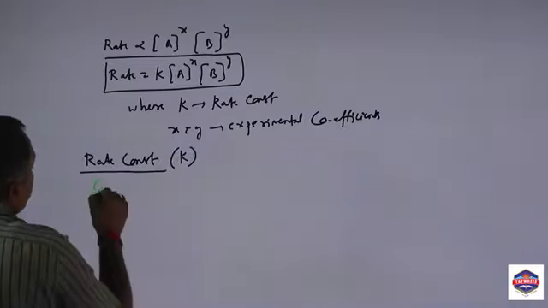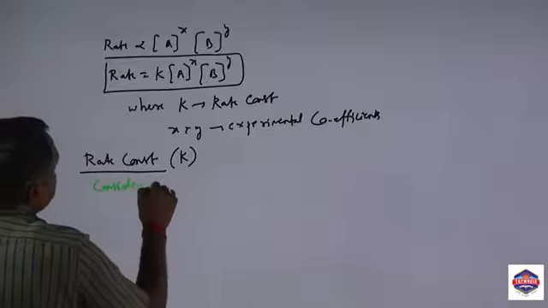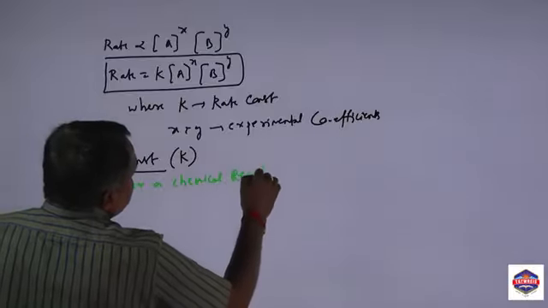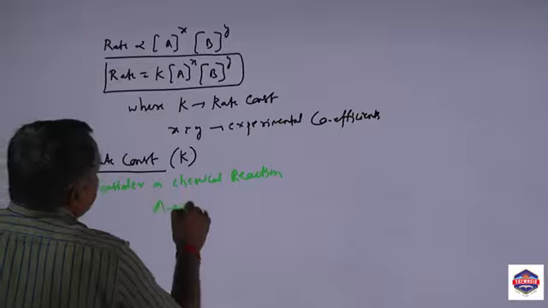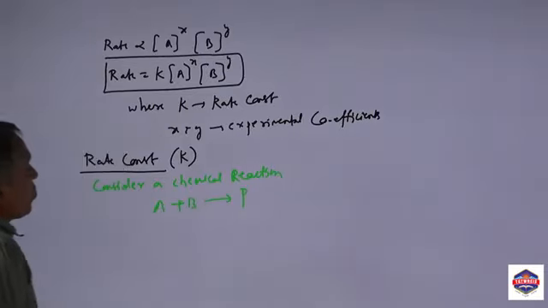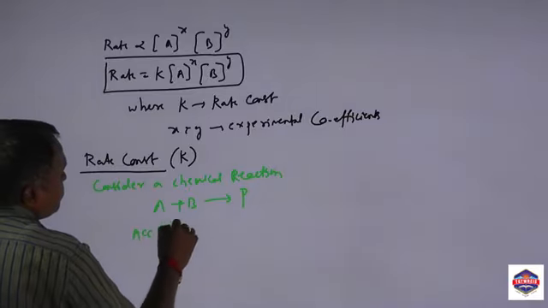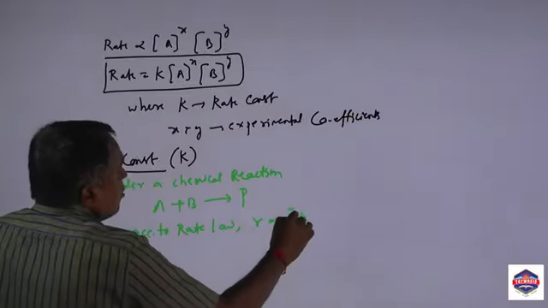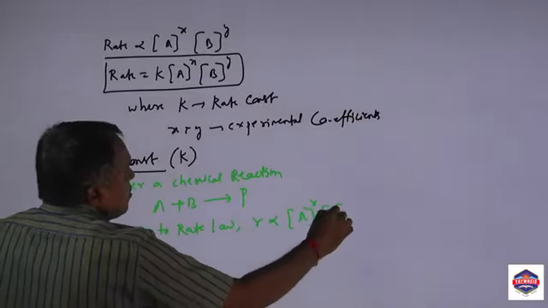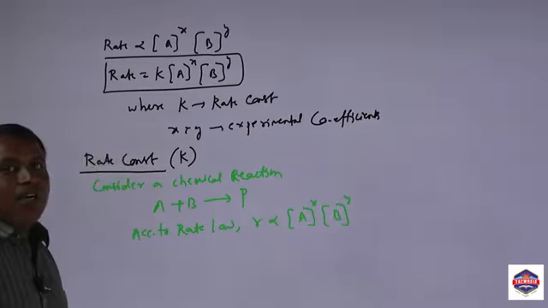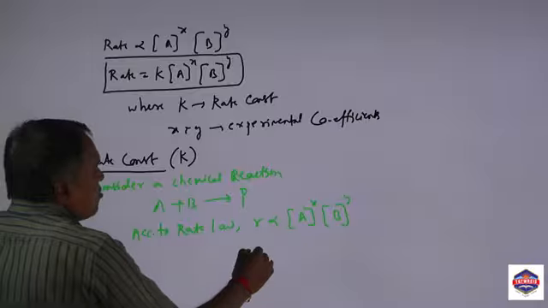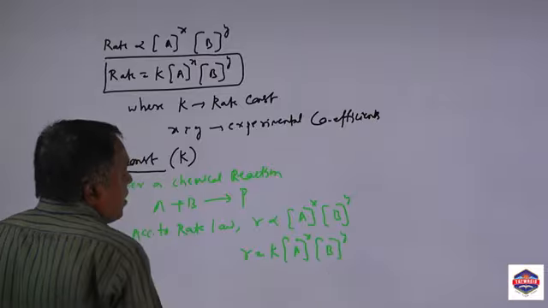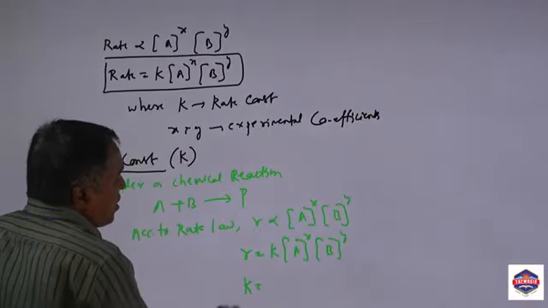So consider a chemical reaction. A plus B gives product P. For this, according to rate law, rate is directly proportional to [A] power some x and [B] power some y. So here x and y are the experimental coefficients. So rate is equal to one constant k into [A]^x, again same, [B]^y. And k is equal to what now from this? k is the rate constant.